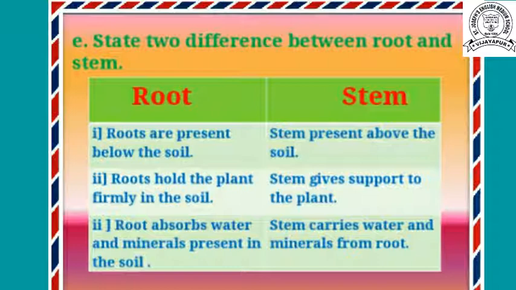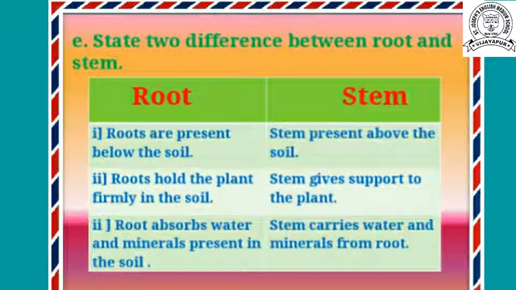Now I read the difference. The first difference: roots are present below the soil and stems are present above the soil. Means roots are present inside the soil and stems are above the soil. Now the second difference: roots hold the plant firmly in the soil. Roots can hold the plants.